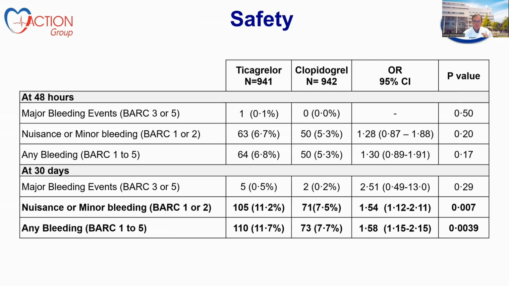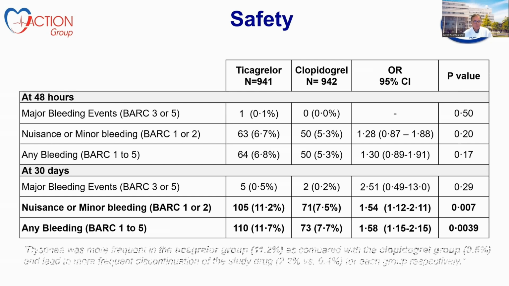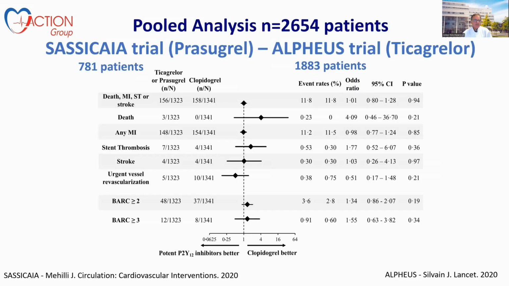difference for nuisance bleedings or minor bleedings between the 2 groups. But at 30 days, we had an excess of minor bleedings, which was significant in the group receiving Ticagrelor. And that was expected, but it was confirmed here, more minor bleedings with Ticagrelor than with clopidogrel. Again, dyspnea was more frequent with Ticagrelor.